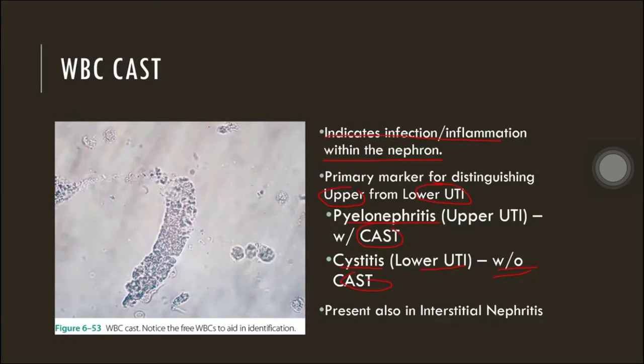Next, WBC cast can also be present in interstitial nephritis or acute interstitial nephritis. So again, nabanggit ko kanina, in acute interstitial nephritis, may presence ng WBC cast but walang bacteria. Okay, kaya nga sinasabi nila, in interstitial nephritis, it is characterized as having sterile pyuria. Okay, pyuria means presence of WBCs in urine. So sterile sabihin walang bacteria. Okay, sterile pyuria. Presence of WBC cast, with no bacteria.